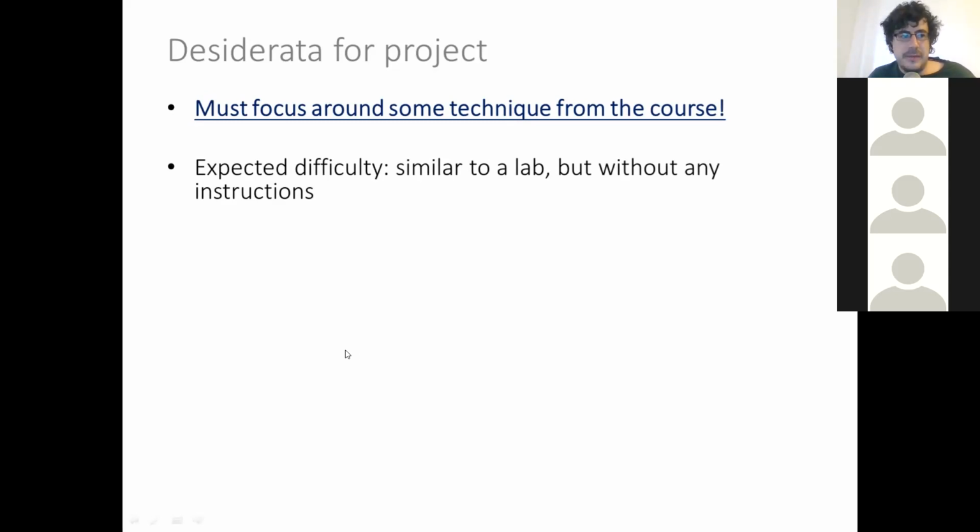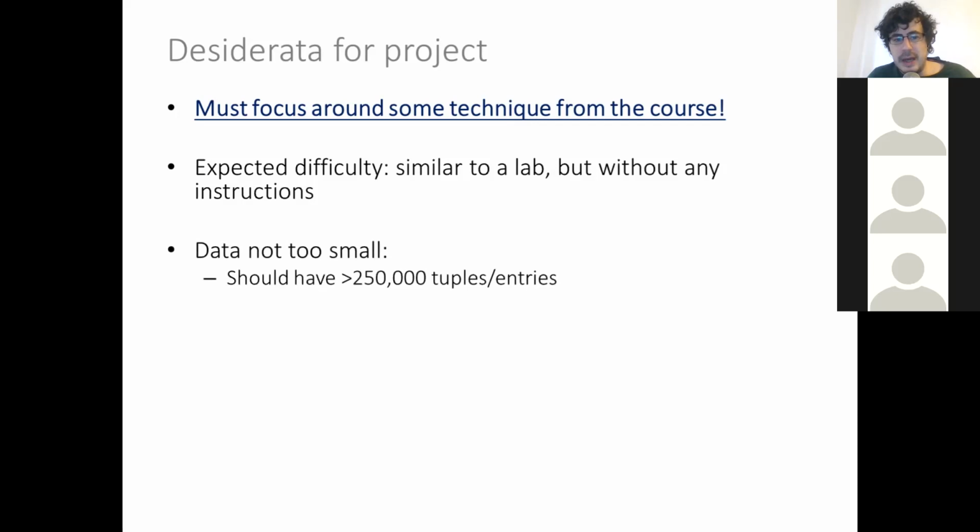So, if you think about the last couple of labs you've done in terms of analysis, that would be the type of depth of analysis that would be expected if you go down the road of a data analytics project. Data should not be too small, so it's about processing large amounts of data. So you should have maybe at least about 250,000 tuples to essentially exercise the part of scale, because this course is about processing data at large scale.